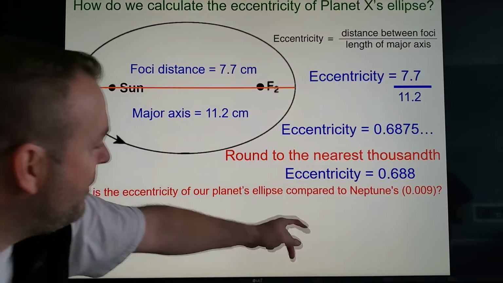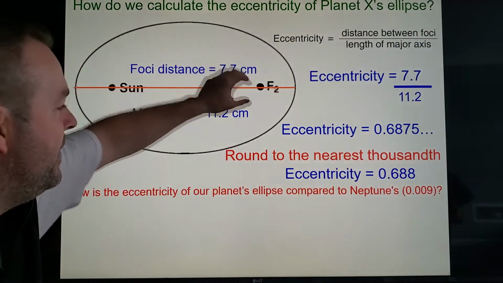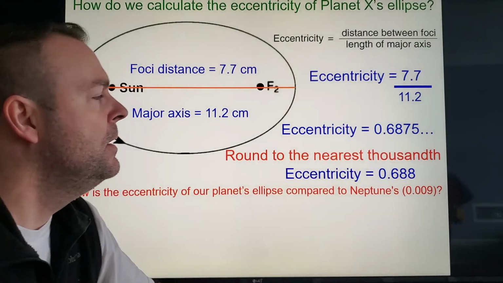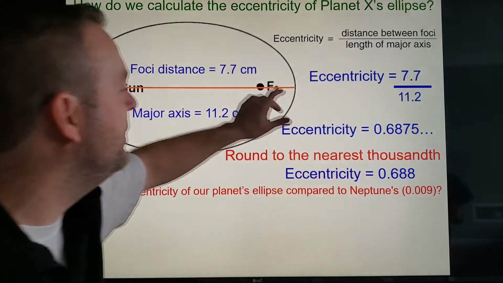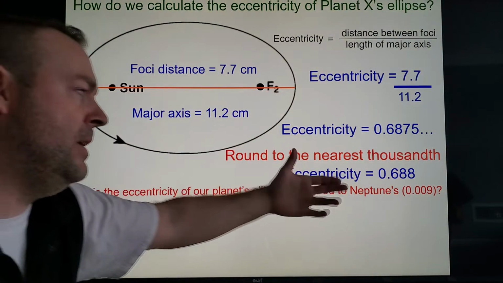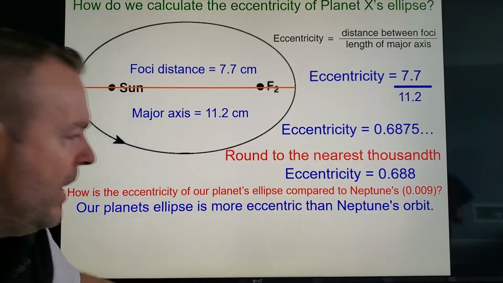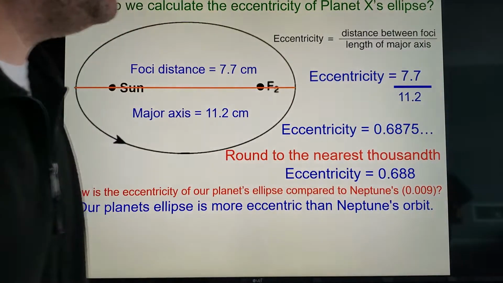How is the eccentricity of our planet ellipse, this planet here, compared to Neptune? Well, Neptune is a 0.009. This is much bigger. Therefore, this is way more elliptical than Neptune's orbit, right? Right, this planet is way more eccentric or elliptical than Neptune.